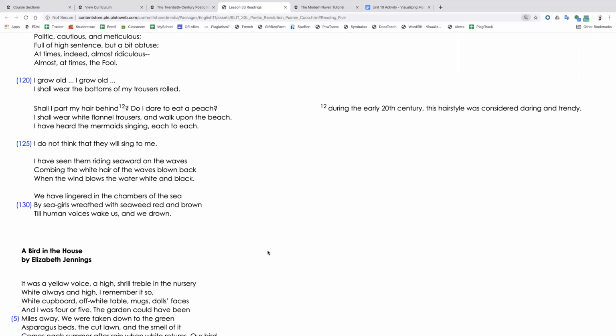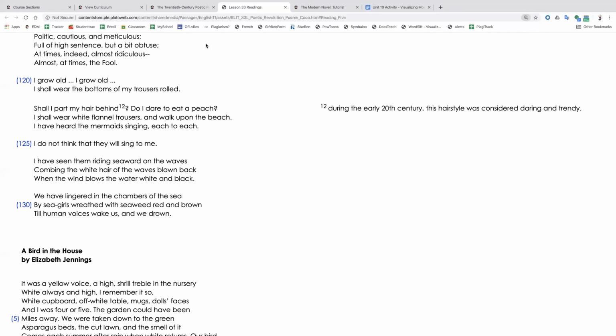I grow old, I grow old. I shall wear the bottoms of my trousers rolled. Shall I part my hair behind? Do I dare eat a peach? I shall wear white flannel trousers and walk upon the beach. I have heard the mermaids singing, each to each. I do not think that they will sing to me. I have seen them riding seaward on the waves, combing the white hair of the waves blown back when the wind blows the water white and black. We have lingered in the chambers of the sea by sea girls wreathed with seaweed red and brown till human voices wake us and we drown.